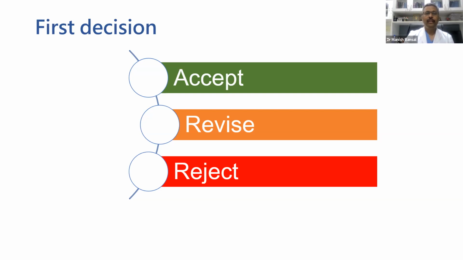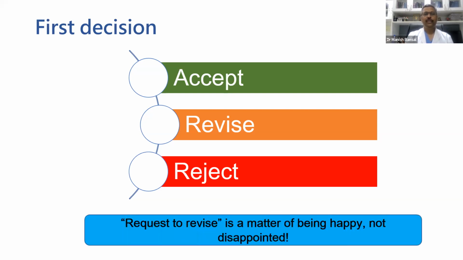And therefore, if we get a letter for revision, then it is a matter of being happy, not disappointed. Many authors become disappointed that their paper was not accepted, and the editor sent the paper back for revision. But as I'm saying, if the editor has not rejected the manuscript, it means that the editorial board is interested in our paper. And now it is entirely on us how we revise the paper and make sure that the paper gets accepted. So revision means a half foot in the door, basically.